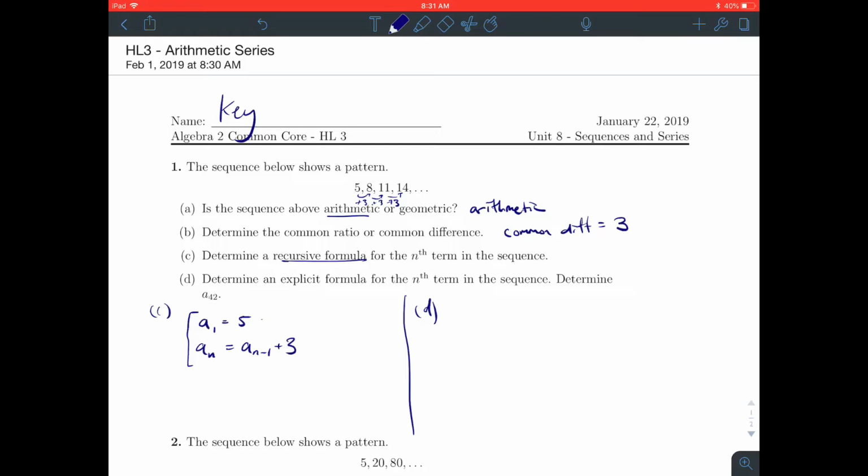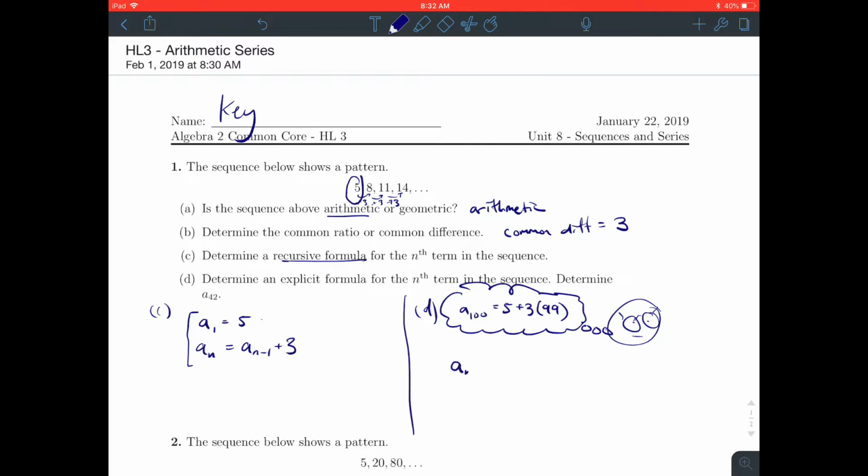For part D, it says determine an explicit formula for the nth term in the sequence. So an explicit formula is one where it's not dependent on the previous value, it's a straight jump up. So to get from the first term to the 100th term, I'm going to put this in like a little thought bubble because this is what I think about as I come up with the general formula for n. Okay, cool. So A100, to get to the 100th term, I would start at 5, and I'd have to add 3 to get from the 1st to the 100th. That's 99 steps. So I'd have to add 3 99 times.